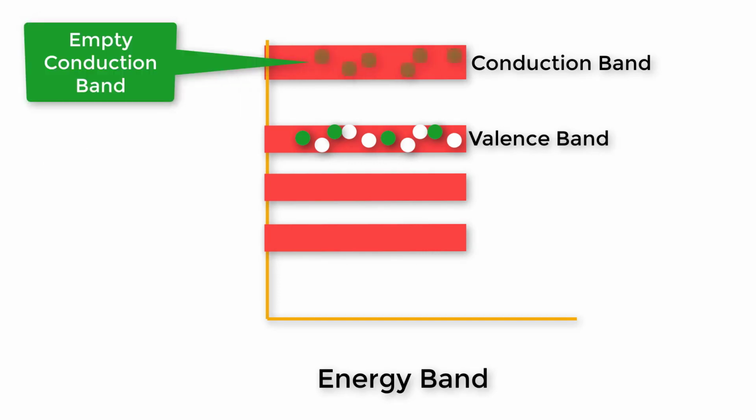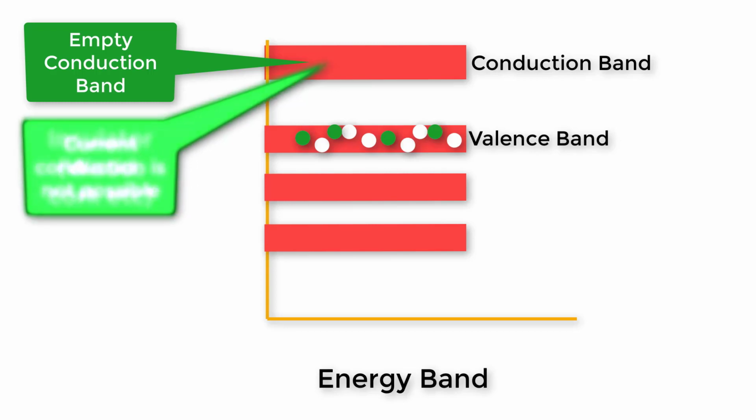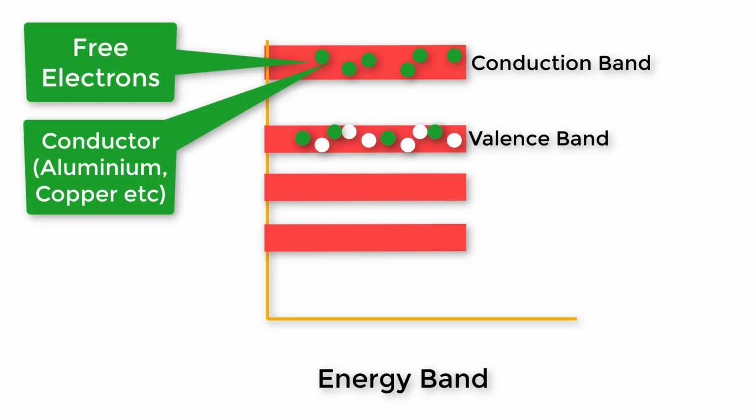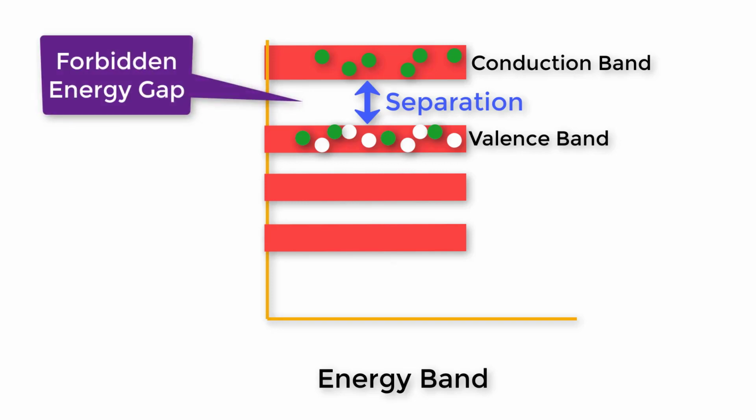If a substance has an empty conduction band, it means current conduction is not possible in that substance. Generally, insulators have an empty conduction band. On the other hand, it is partially filled for conductors. The separation between conduction band and valence band on the energy level diagram is known as forbidden energy gap.